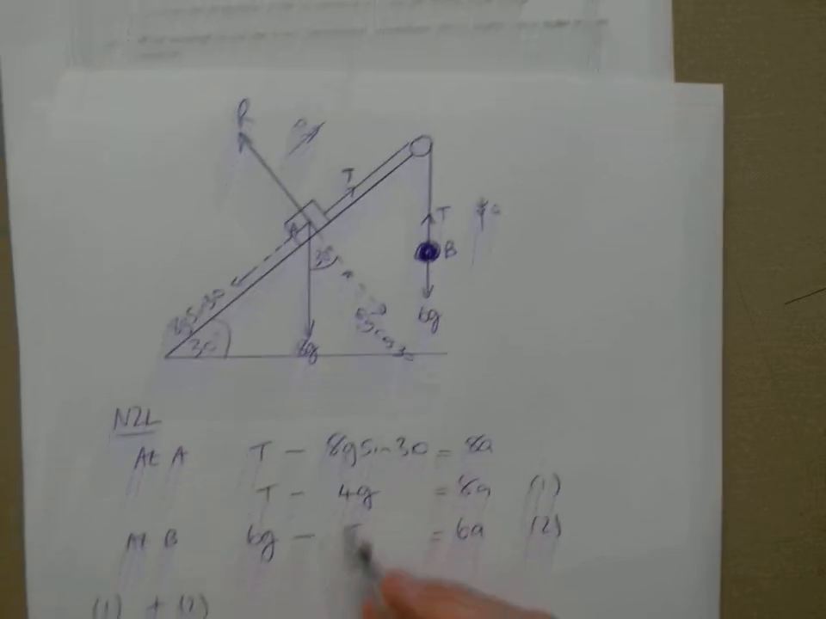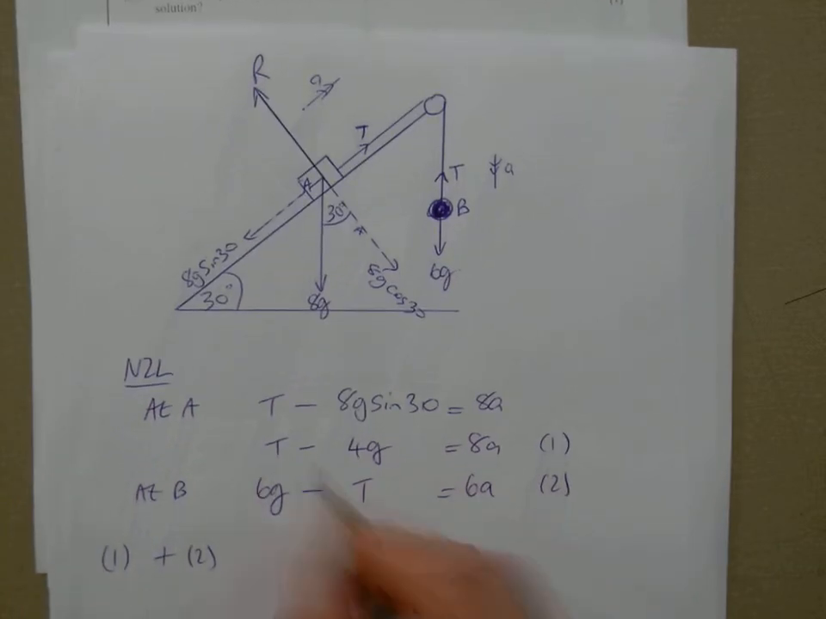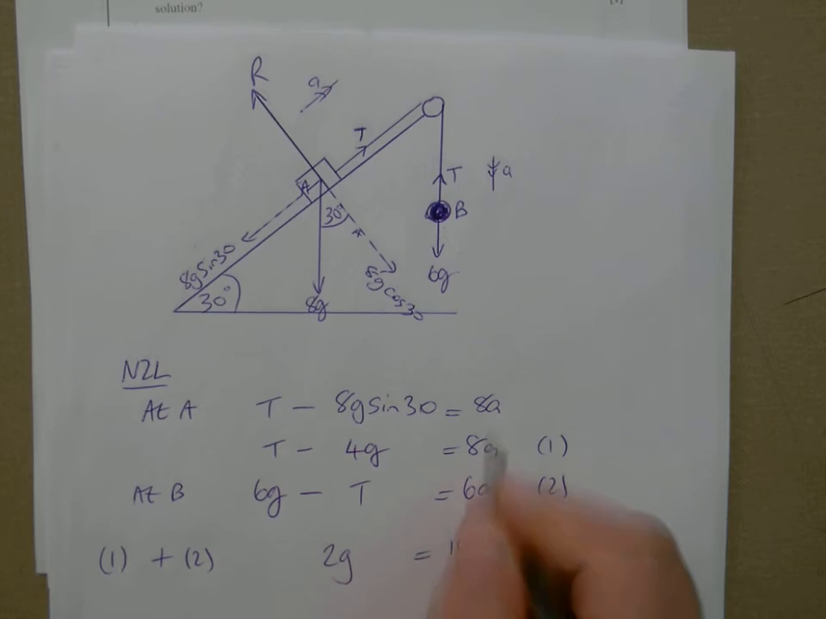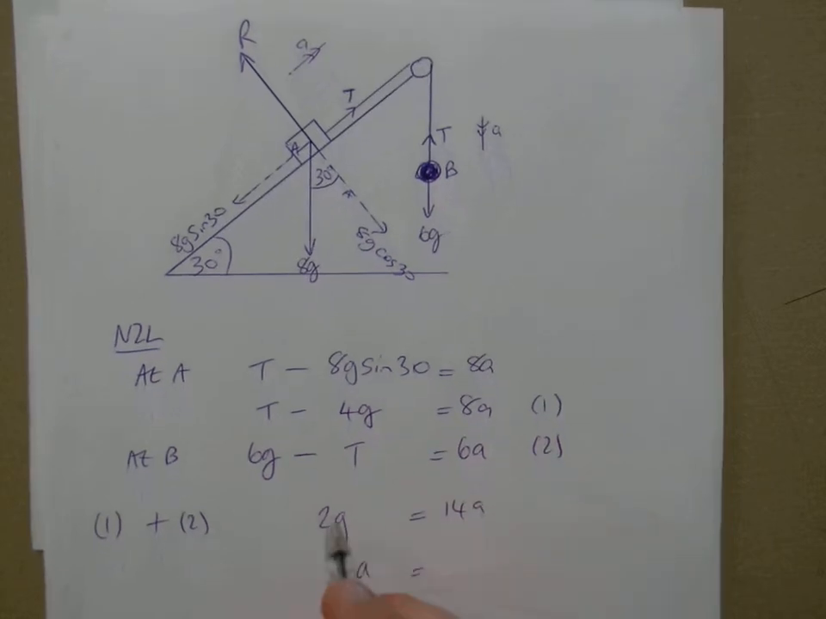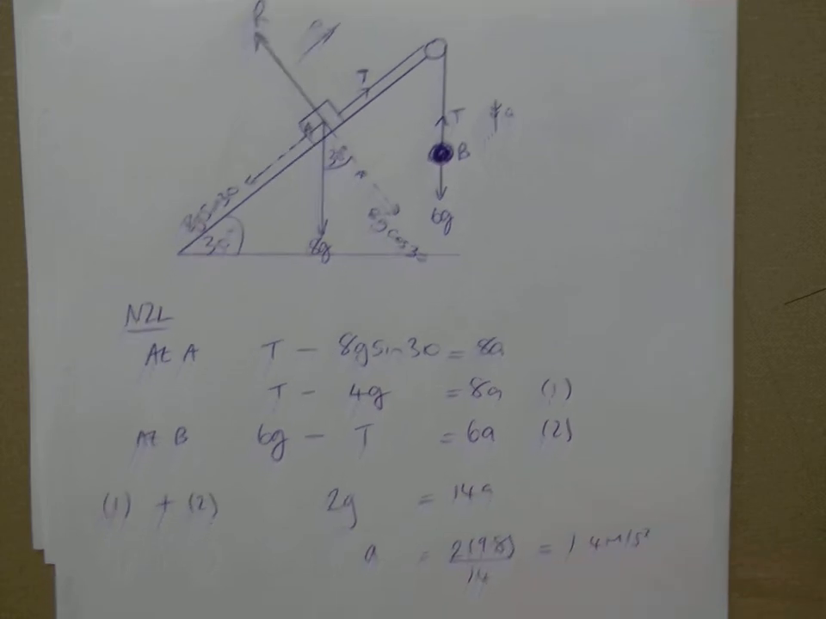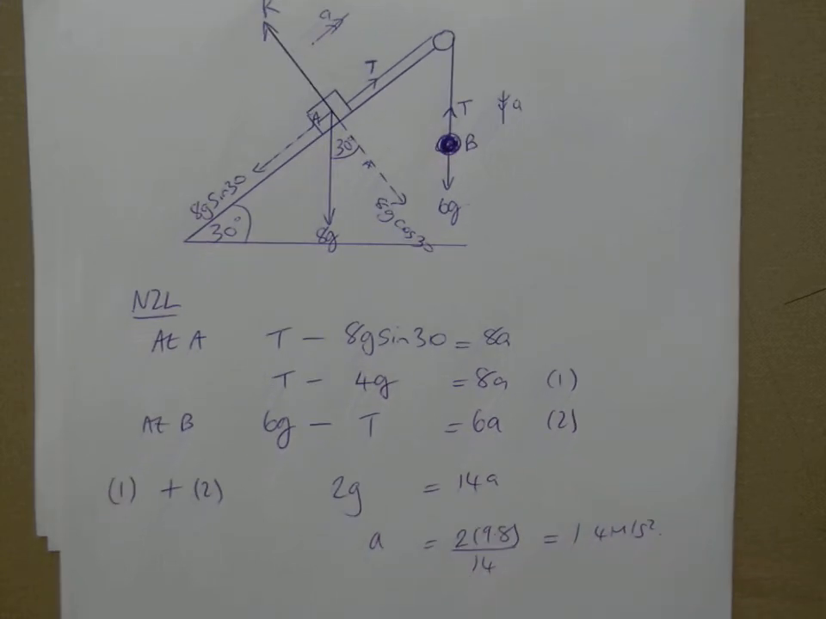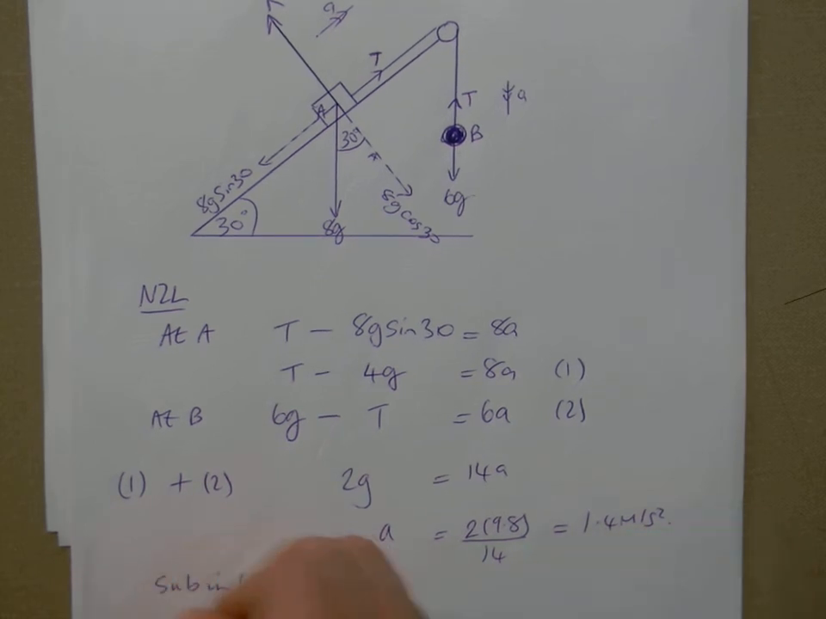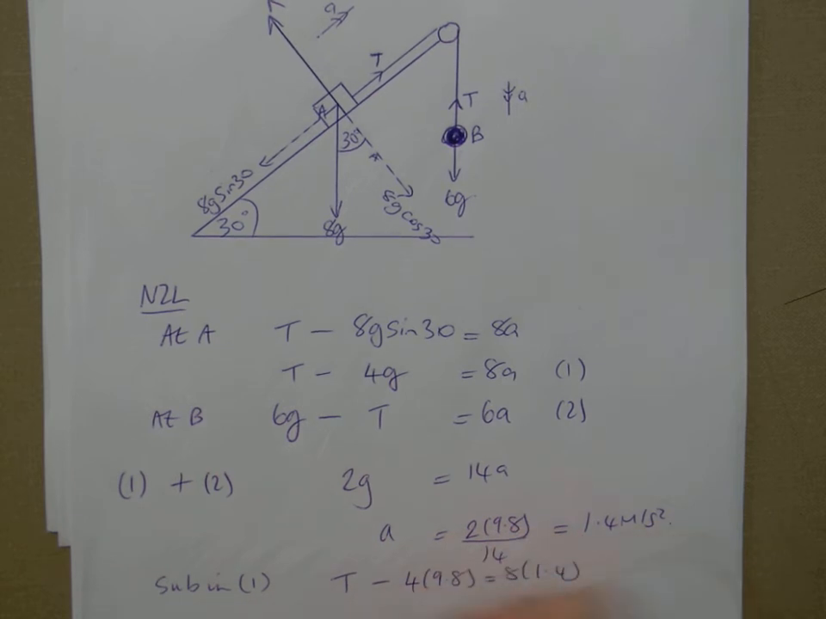All you've got to do then is add simultaneous equations 1 and 2, and it gets rid of the tensions. So 6g minus 4g is 2g, that will equal 14a. Then a will equal 2 times 9.8 divided by 14, so you get 1.4 meters per second squared. To get the tension, just sub it into number 1. So T minus 4 times 9.8 equals 8 times 1.4. When you do all the maths there, you get 50.4.